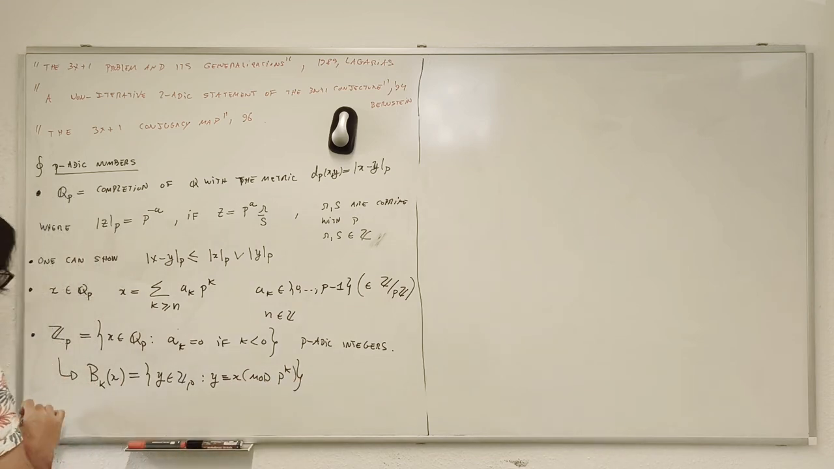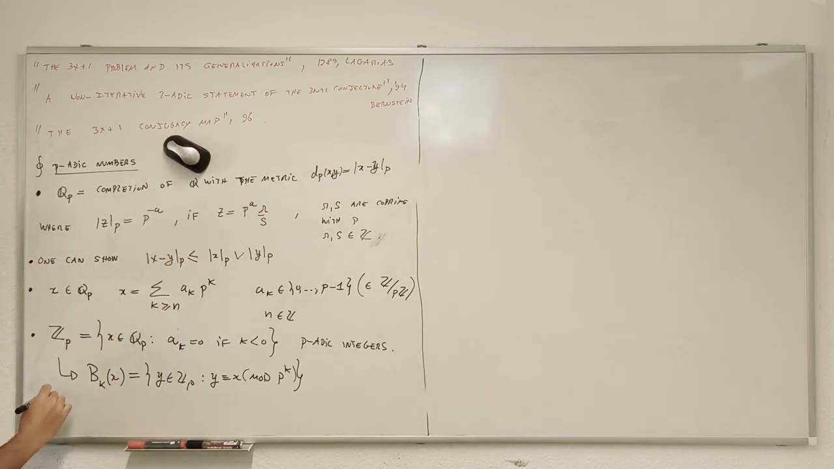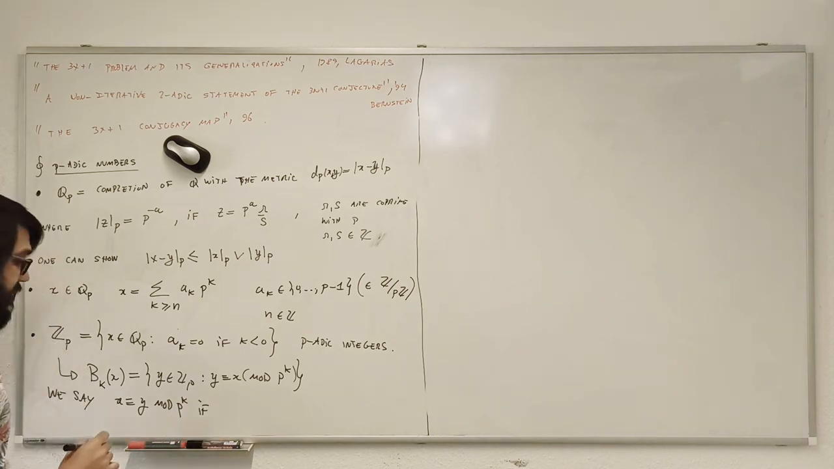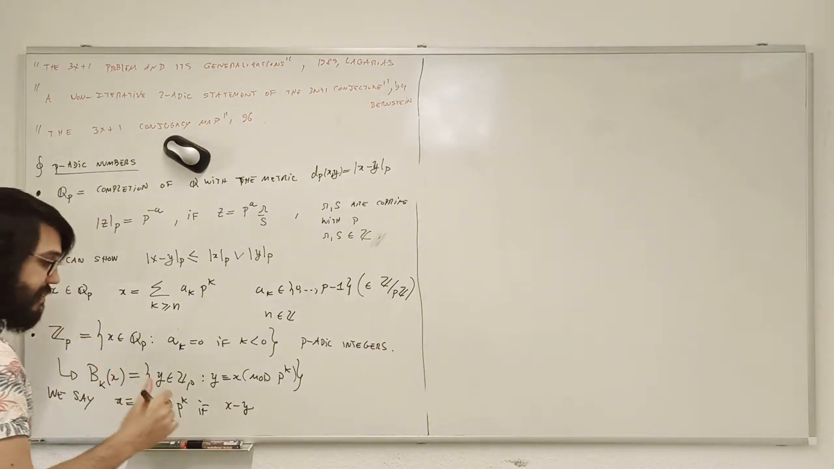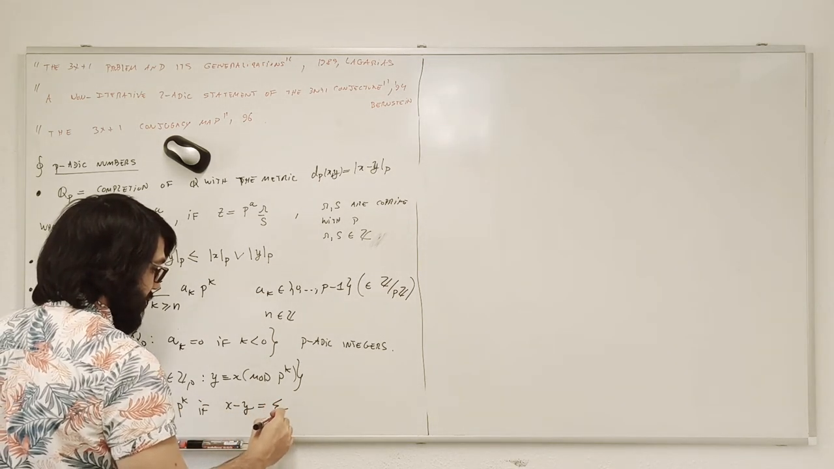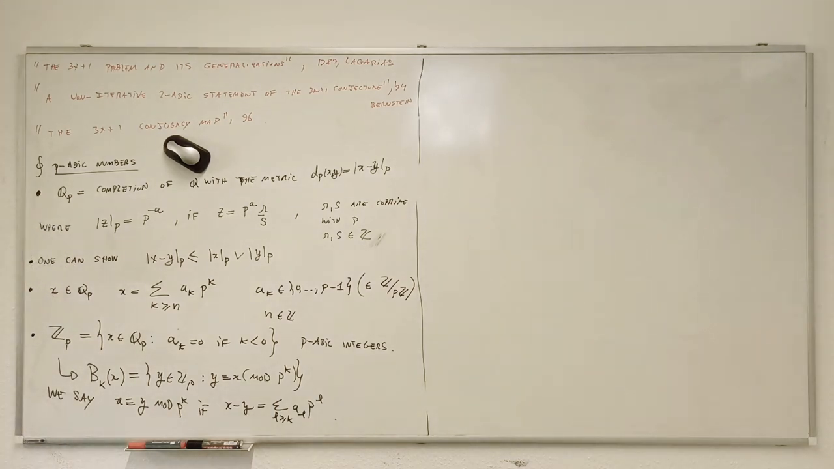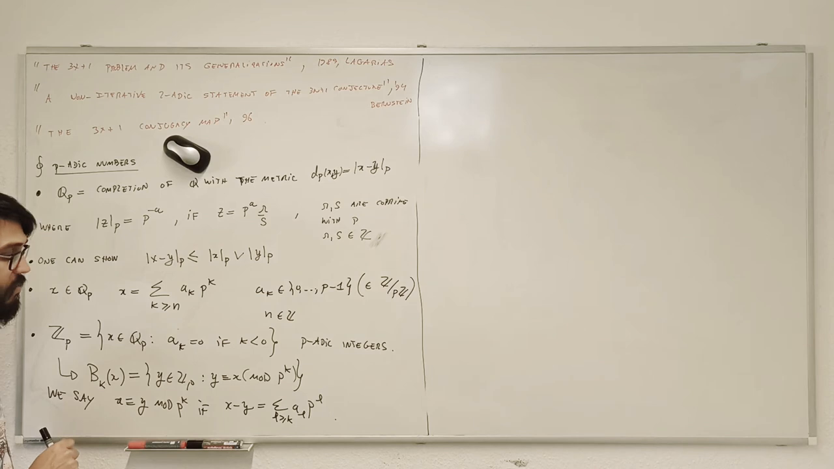Oh, I have to define what's mod p to the k. But let me just finish. So we will say that x is congruent to y mod p^k if x minus y is divisible by p to the k. So it starts with some, let's say, L greater than or equal to k, a_L p^L. That means that the first k digits of x and y are equal. That means that they are equal mod p to the k. Okay, so this would be a notion of a ball centered at x.